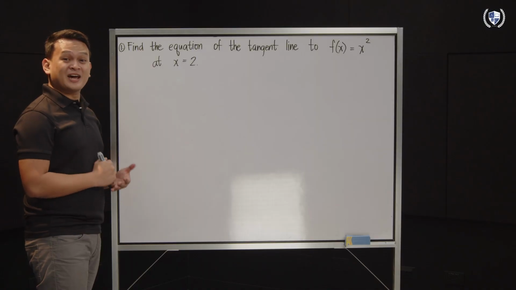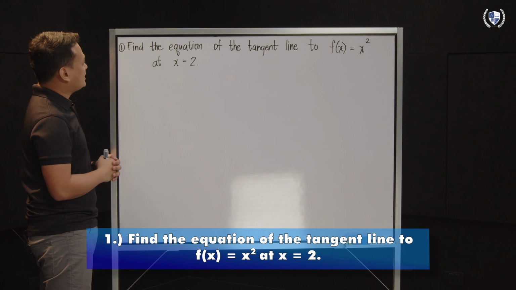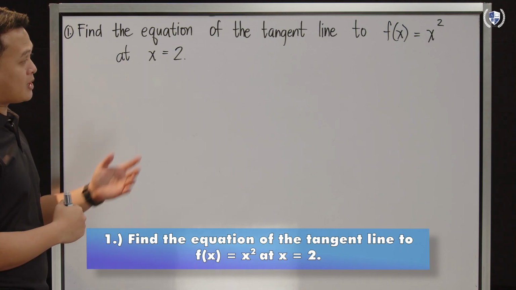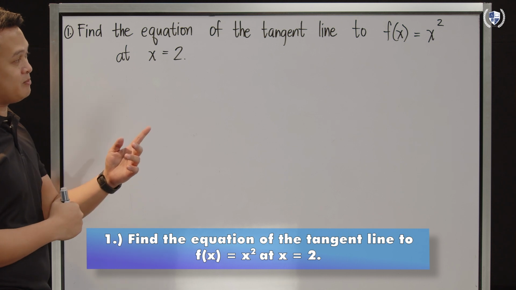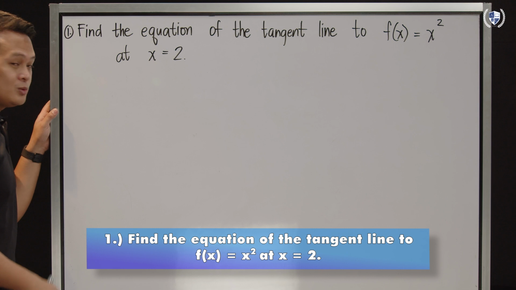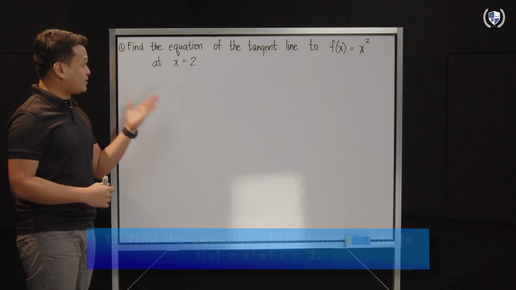Okay, so let's have our first problem. And ano ba yung problem natin? We're trying to find the equation of the tangent line to our function f of x na given by the expression x squared at x equals 2. We actually have 3 steps para mahanap natin actually yung equation natin yun.